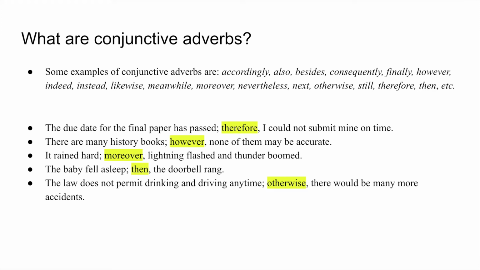So these 5 conjunctive adverbs are used in different situations. Therefore is used as a consequence. However is used when we're kind of flipping a point and we're saying something opposite. Moreover is used to add more information. Then is to show that a second action has followed a first immediately after. And otherwise is used to show that if something was the case or wasn't the case, then this second action might happen.